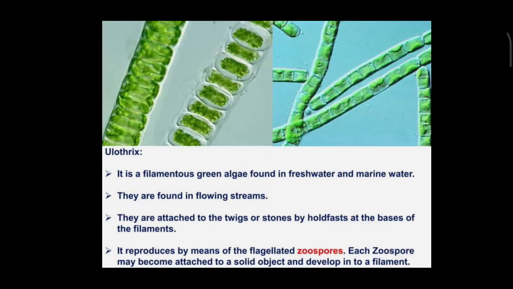And next, we are going to see about the Ulothrix. It is a filamentous green algae found in freshwater as well as in marine water. They are found in flowing streams. They are attached to the twigs or stones by holdfast at the bases of the filament. It reproduces by means of flagellated zoospores. Each zoospore may become attached to a solid object and develop into a filament.